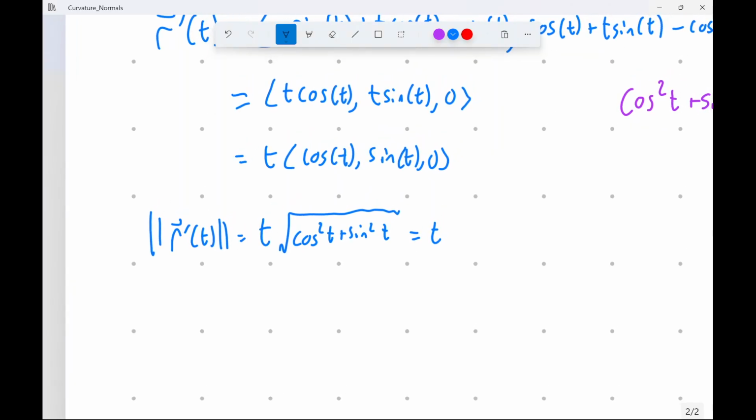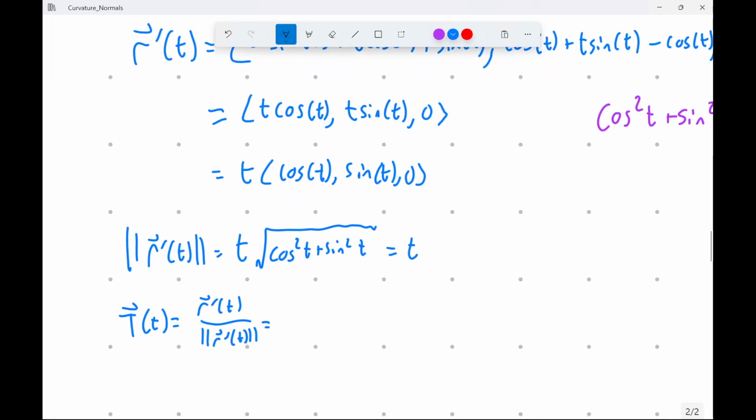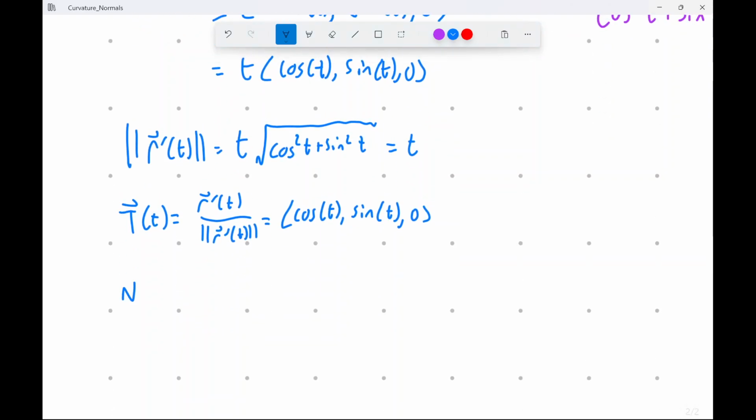Okay? And so remember, to get the tangent vector, we do the velocity vector divided by the length of that vector. And so these two t's will just end up canceling out. And that'll be cosine of t, sine of t, 0. Nice. Okay. So now let's find the normal vector. This one's going to be easy, don't worry. Remember, this is equal to T prime of t divided by the length of T prime of t.